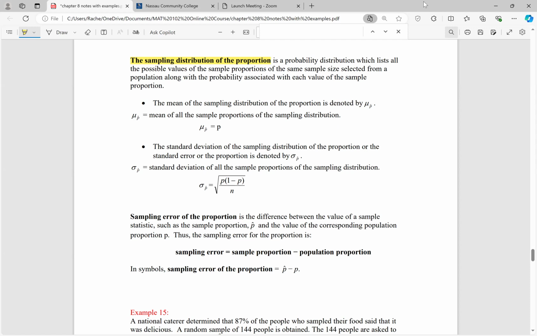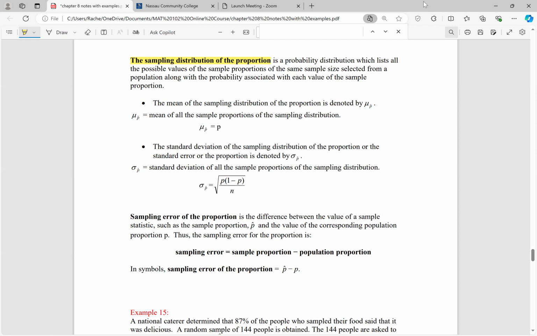And remember, a sampling distribution is just a probability distribution, which lists all the possible values of the sample statistic, which in this case is going to be the sample proportions, the P hats, of the same sample size selected from a population, along with the probability associated with each value of the sample proportion. So very similar to what we did in that very first example a couple of lectures ago, when I gave you that population of test scores and we took samples of size 2 and we looked at the sample mean X bar for every single sample and we formed the sampling distribution of the mean, we could do the same thing with sample proportions.